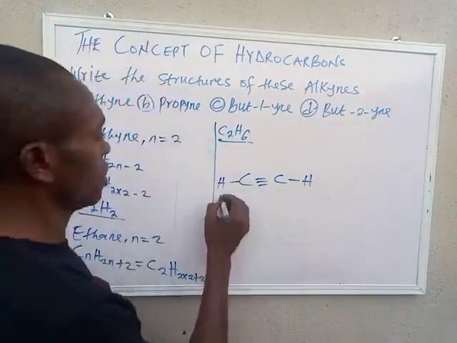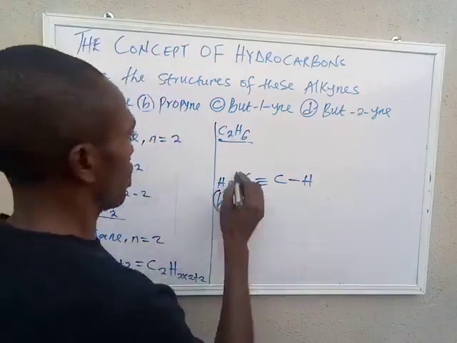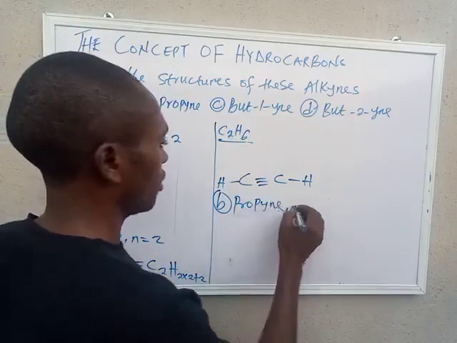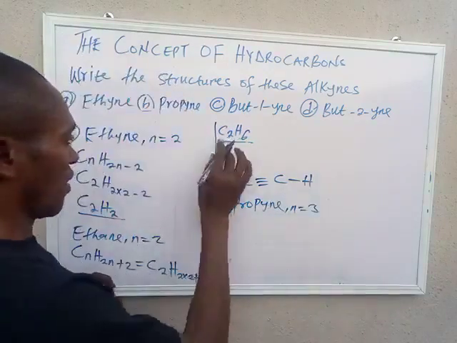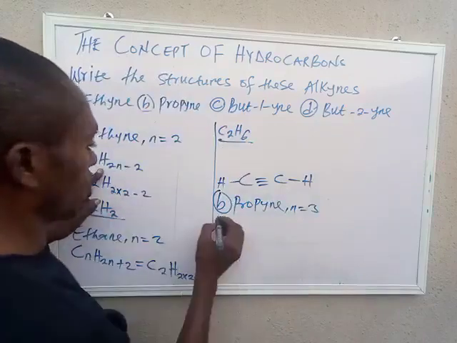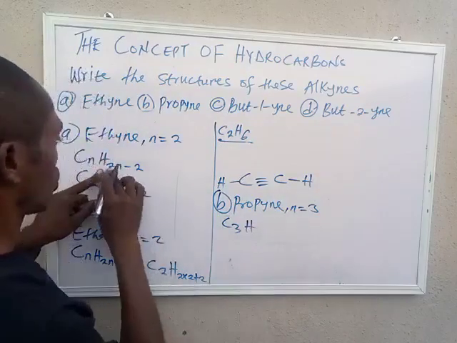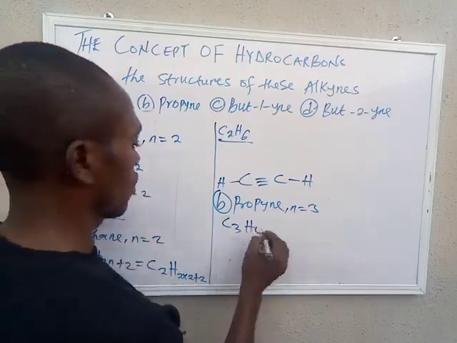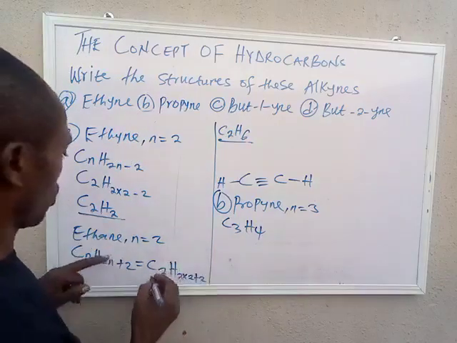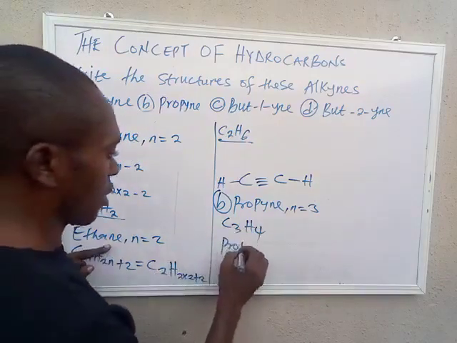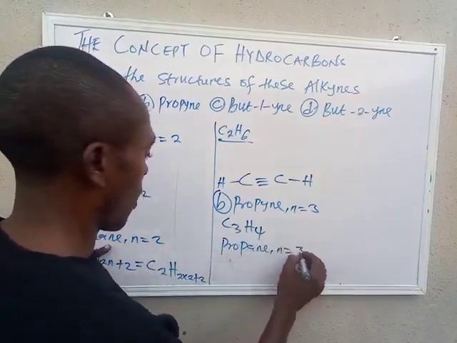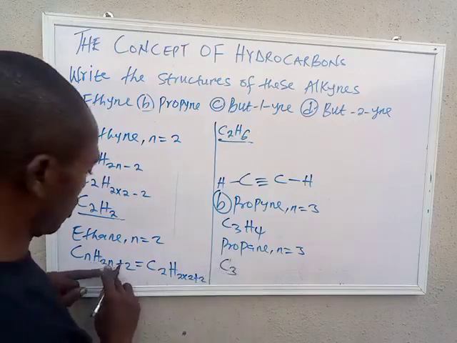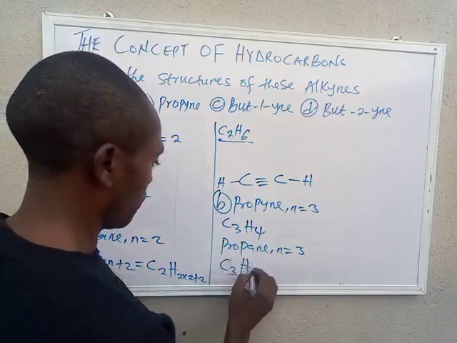Now let's go to B. We have propyne. That's n is 3 in this case. So we have the same formula. So let's just go straight. We have C3H, 2 times 3, 6, 6 minus 2 gives us 4. So if we go back to our comparison, propane, n is still 3. So we're going to have C3, 2 times 3, 6, 6 plus 2 will give us 8.